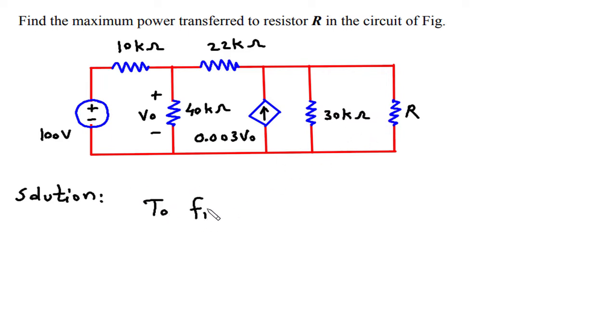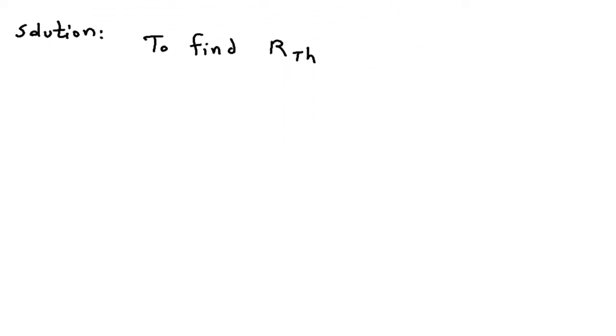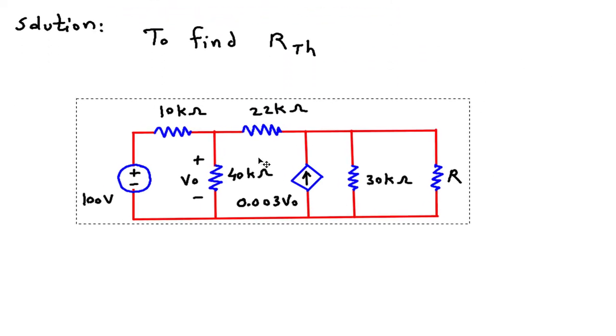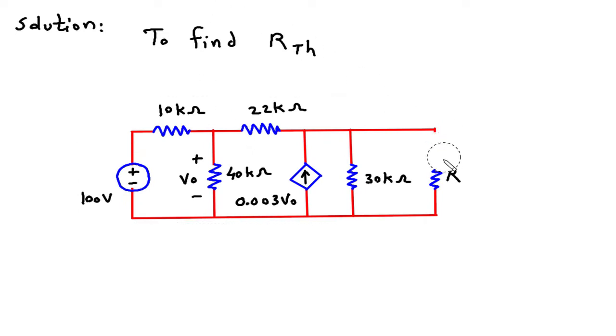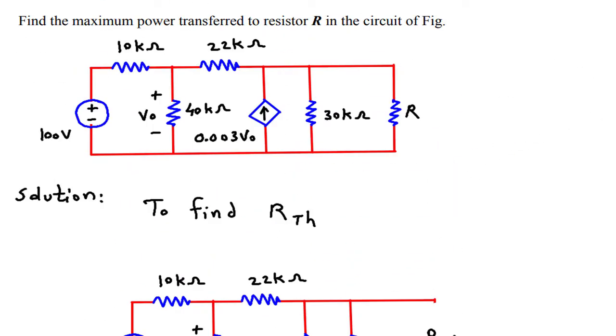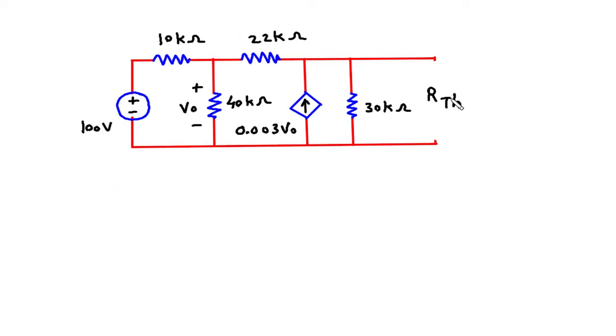So to find RTH, here this will be RTH. We have to find maximum power in this resistor R. So this will be RTH. Now we will turn off all the independent sources. So this is a voltage source. This will be turned off and short circuited.